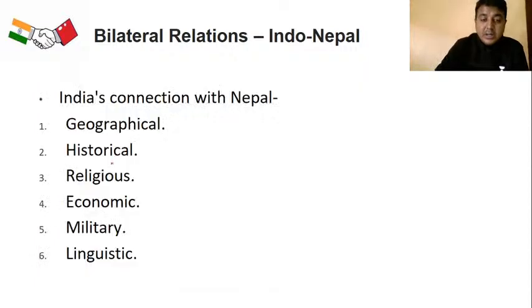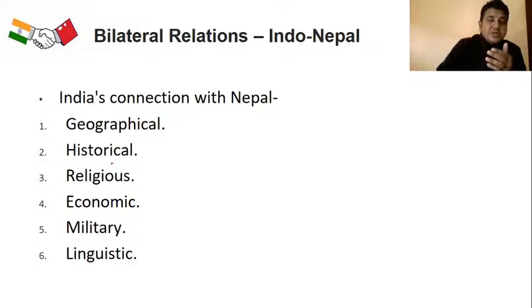We mentioned earlier that India is connected with Nepal through geographical, historical, religious, economic, military, and linguistic reasons. For example, geographically, Nepal is a landlocked country and has more affiliation with India because of the Terai region. Historical we already mentioned. Religious: the majority of people in Nepal belong to Hinduism, and India also has a Hindu majority. So that connection is there.